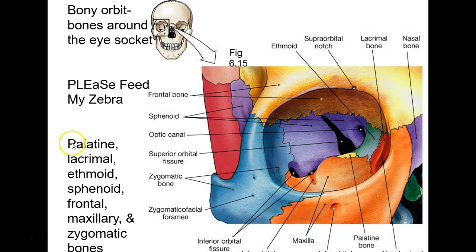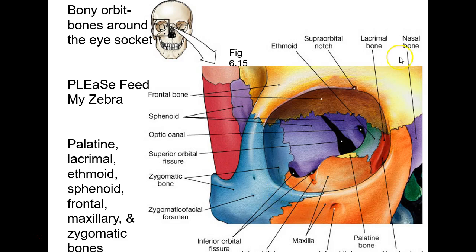P stands for palatine bone. That little piece of, you can barely see any of it right there. Palatine bone. A lacrimal bone right there. Ethmoid bone, you can see part of it in green there. Sphenoid bone, you can see part of it in purple here. You're only seeing parts of these bones, right? The maxilla, which would be in this kind of goldish orange, or this orange.